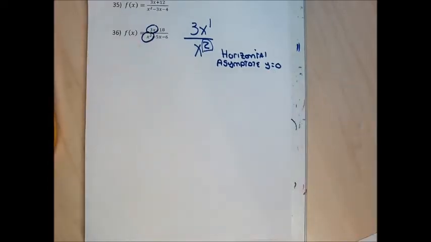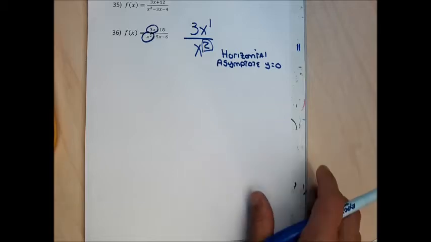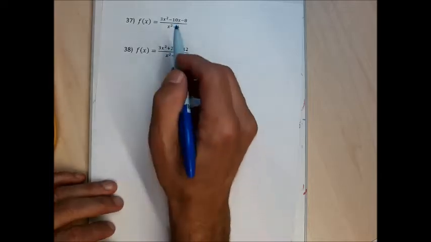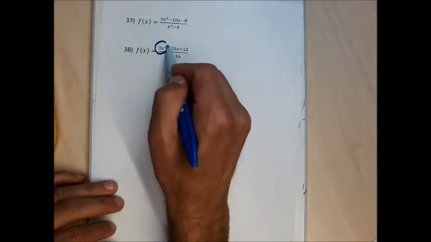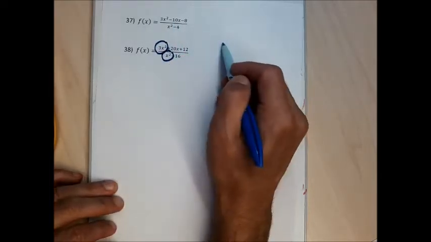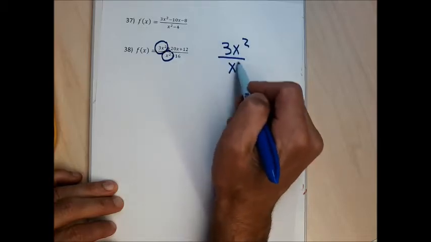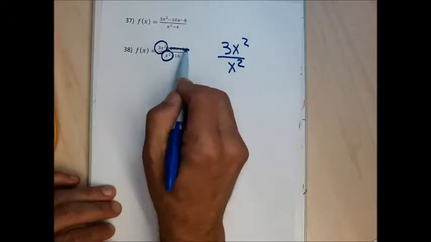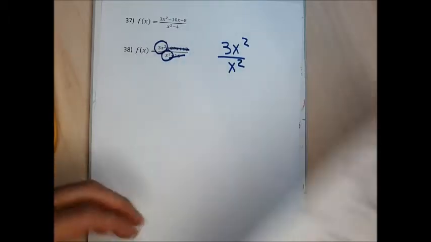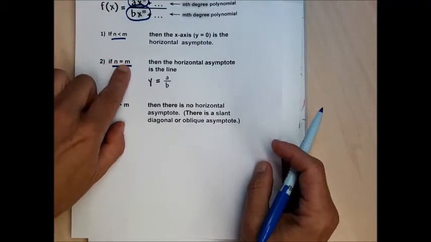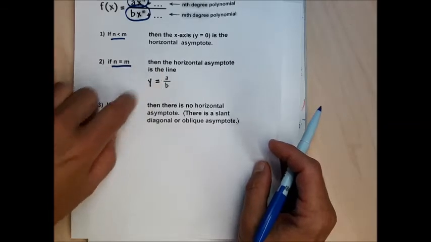Your problem 35 should work just the same. I'll move on and do problem 38, and you can do 37. To do 38, I look at the highest exponent term in the numerator and the highest exponent term in the denominator. I ignore the rest of the numerator and the rest of the denominator. Because the highest exponent term in the numerator has an exponent of 2, which is equal to the highest exponent term in the denominator, I'm going to find the horizontal asymptote by dividing the numbers in front of those x's.